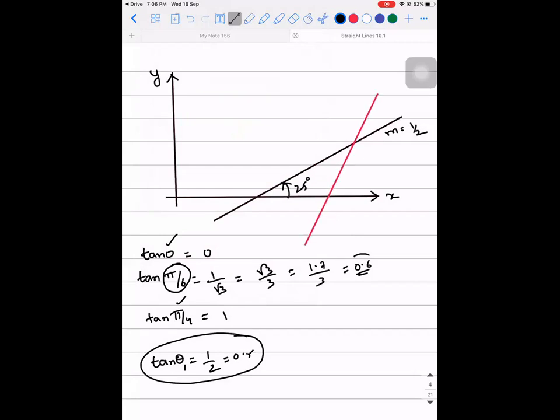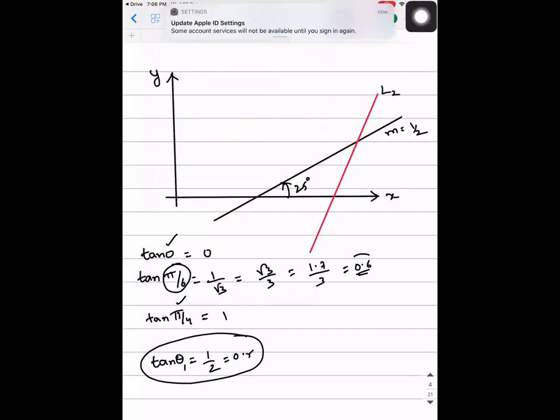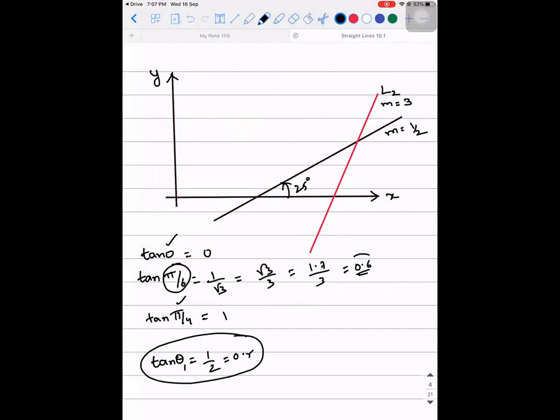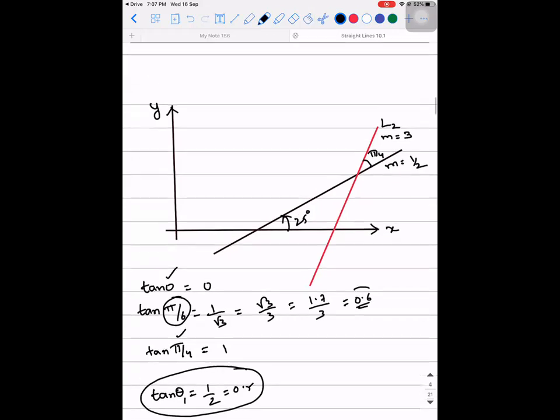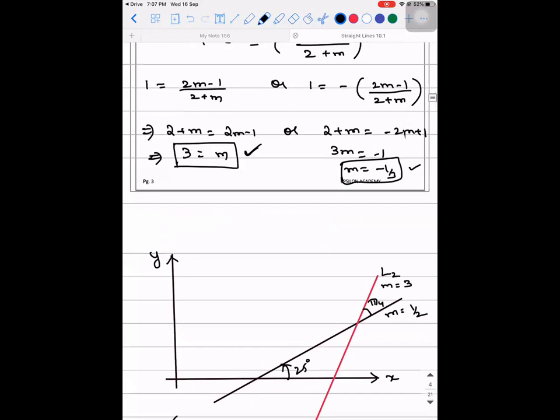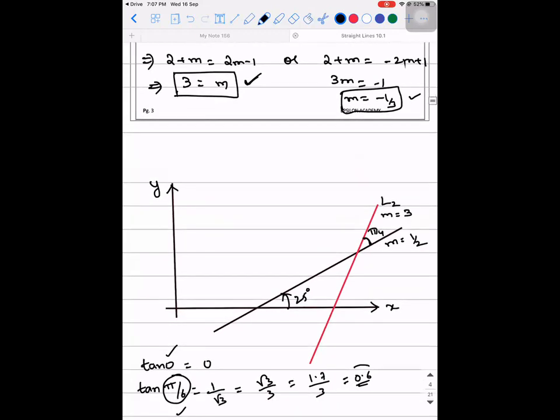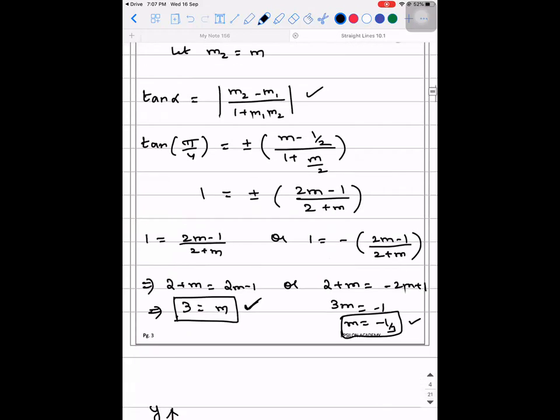45 degrees. If suppose the other line L2 is in this way, then the slope here, if it is 3, then this angle could have been pi by 4. Are you able to understand this point? Because we got m is equal to 3, no? Then the angle between the line whose slope is m is equal to 3 and m is equal to half is pi by 4 according to the question.